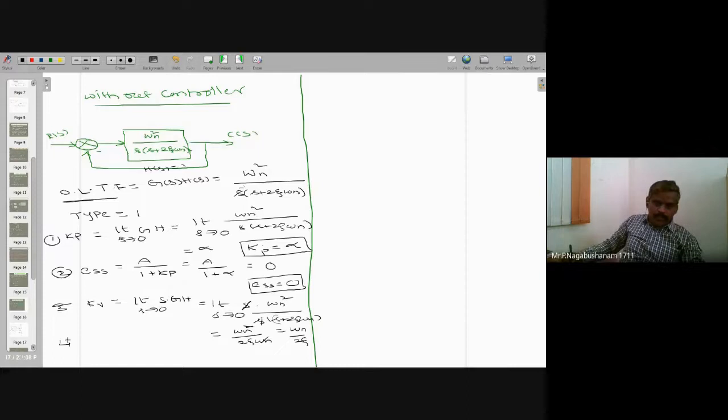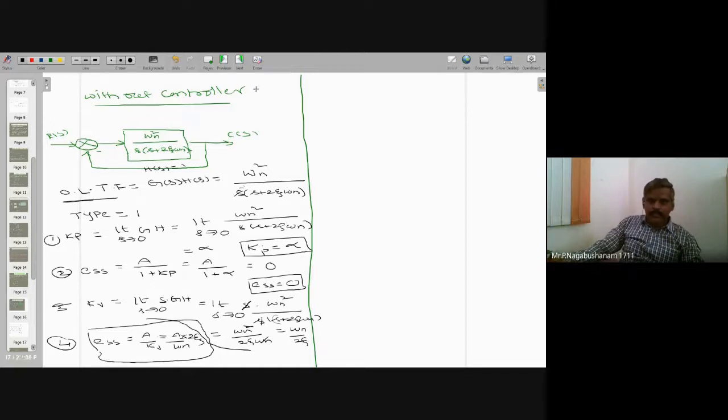Now, fourth one, what is the steady state error? Ess for ramp input is A by Kv. A by Kv equals A by (omega n by 2 zeta). Check it out, the error is not 0. In this case, error is not 0.